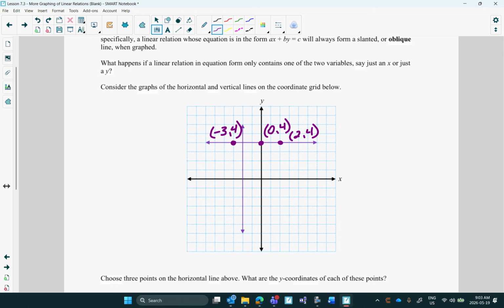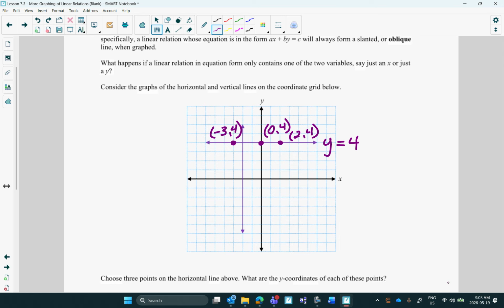So you know what we call this line? Y equals 4. I love that. So a horizontal line doesn't have an X and Y in it, just a Y.